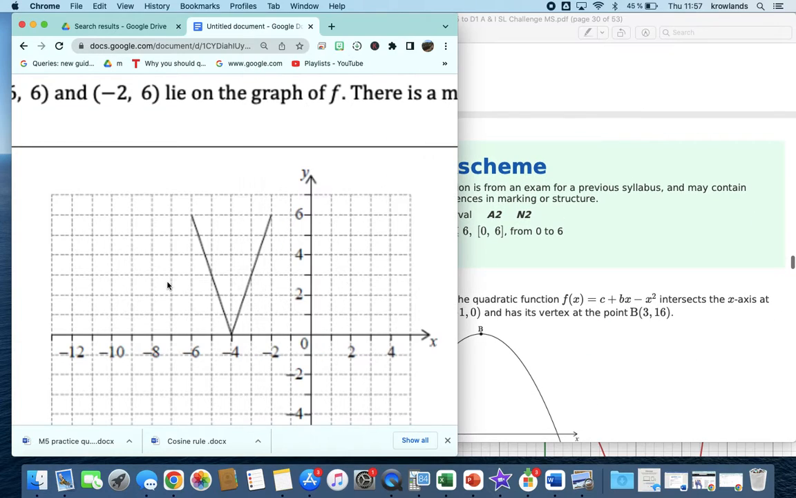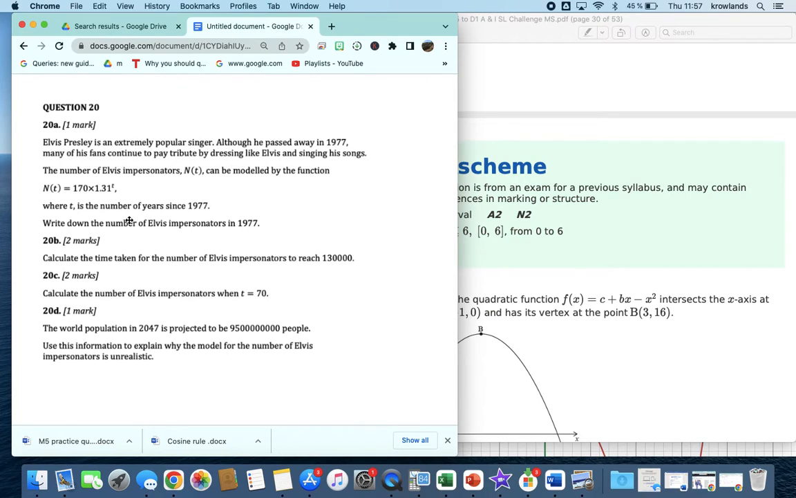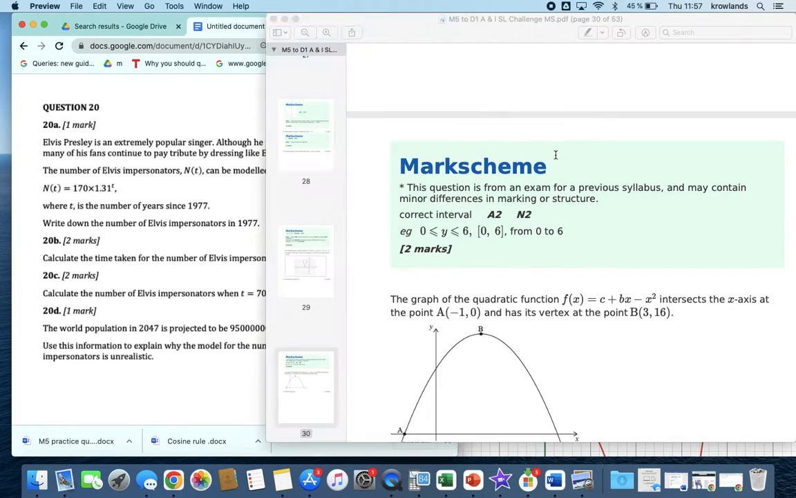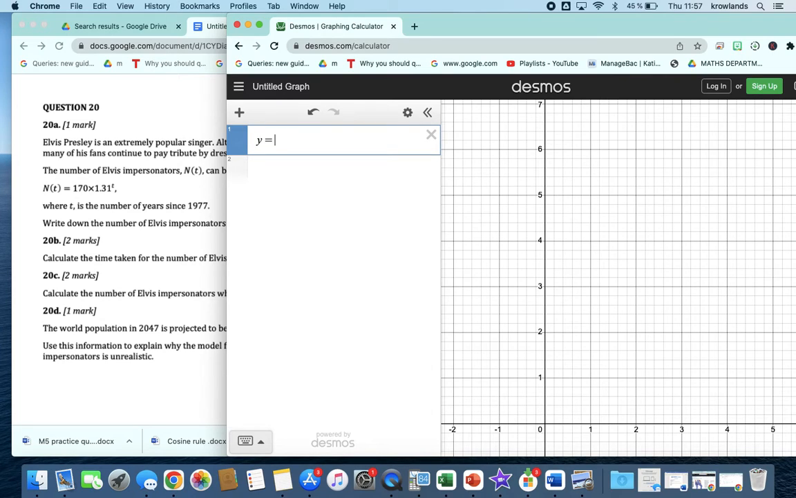Now we're going to go over the final question, which is going to be question 20. Elvis Presley is a popular singer, and the number of impersonators is modelled by this particular function. So let's type this function. You should realise that this function is exponential because we have a letter equal to a number times another number to the power of a letter. When it's to a power of a letter, it's always considered as an exponential function.